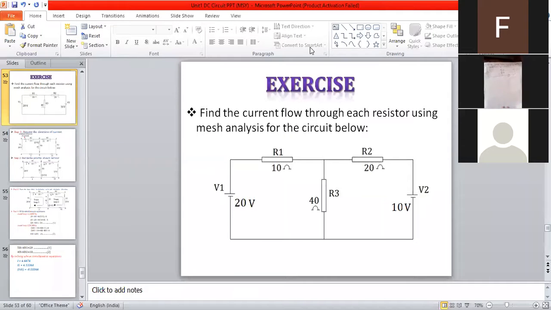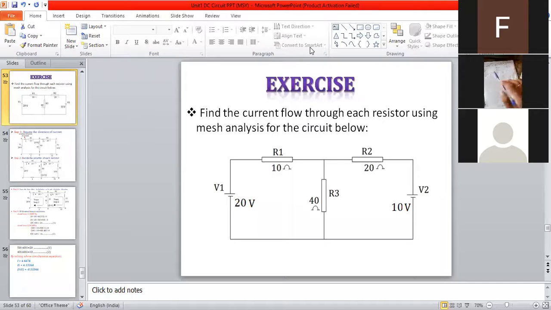So this is the problem. Find the current flowing through all branches. Branches means this is one branch, this is one branch, this is one branch. So we will name the points here now: A, B, C, D, E, F.